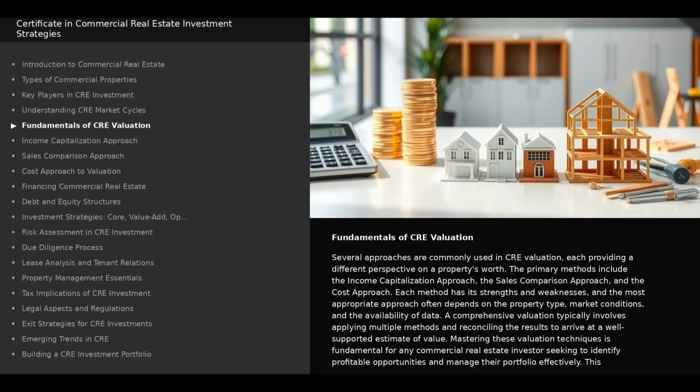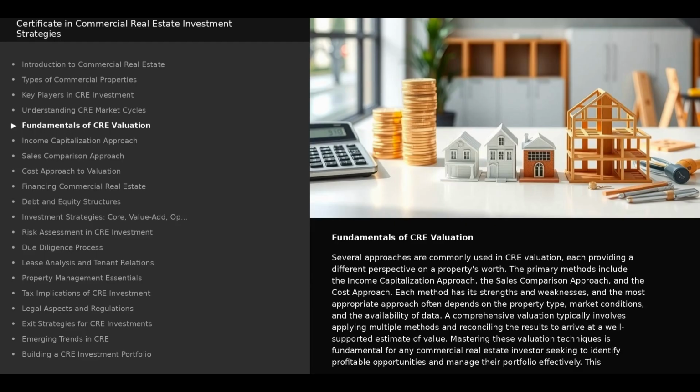Several approaches are commonly used in CRE valuation, each providing a different perspective on a property's worth. The primary methods include the income capitalization approach, the sales comparison approach, and the cost approach. Each method has its strengths and weaknesses, and the most appropriate approach often depends on the property type, market conditions, and the availability of data. A comprehensive valuation typically involves applying multiple methods and reconciling the results to arrive at a well-supported estimate of value.